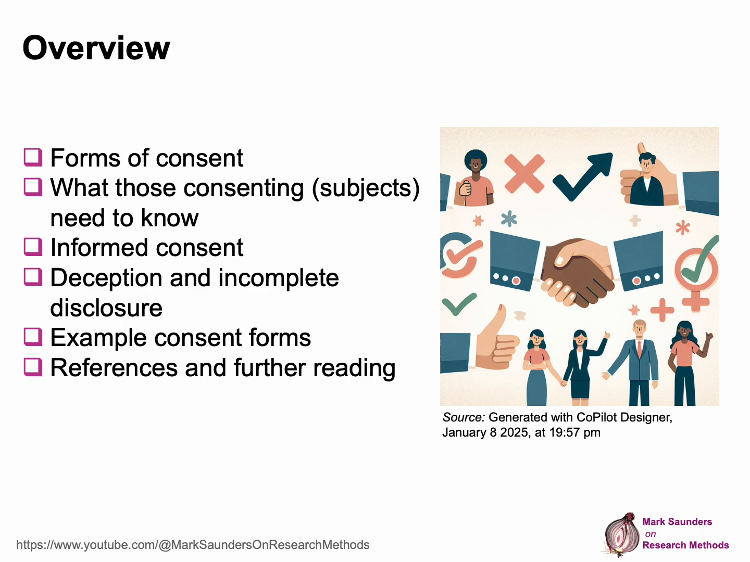In this video presentation, we're going to start by looking at different forms of consent. And then we're going to look at what those who are consenting, the subjects of the research, be they participants or be they respondents, need to know. We're then going to look at what we mean by informed consent and what people need to know, and then move on to issues of deception and incomplete disclosure and when they might be allowed. Although for many universities and organisations, deception is a complete no and should not be undertaken. I'm then going to give you some example consent forms, both for interviews, observation and for questionnaires. And as usual, we'll finish up with references and further reading.